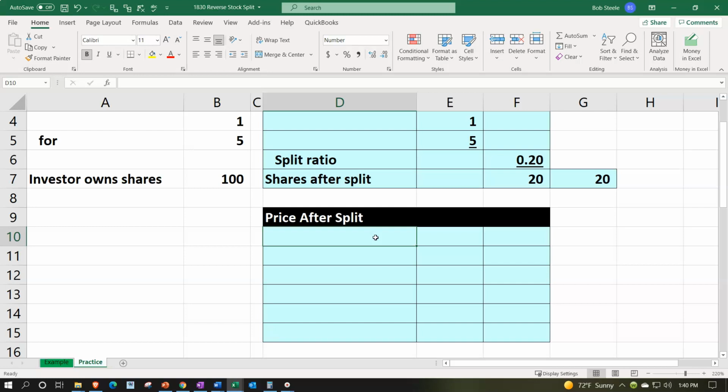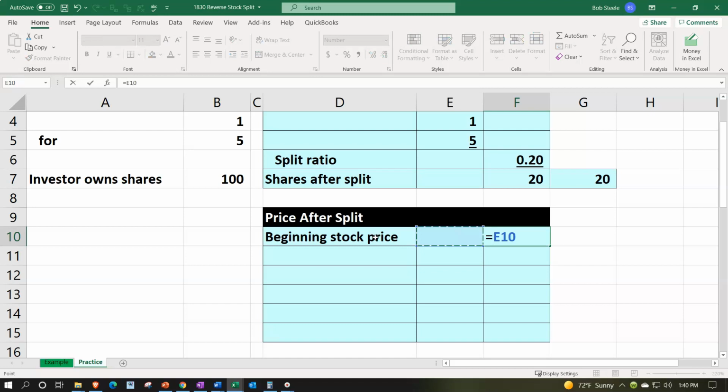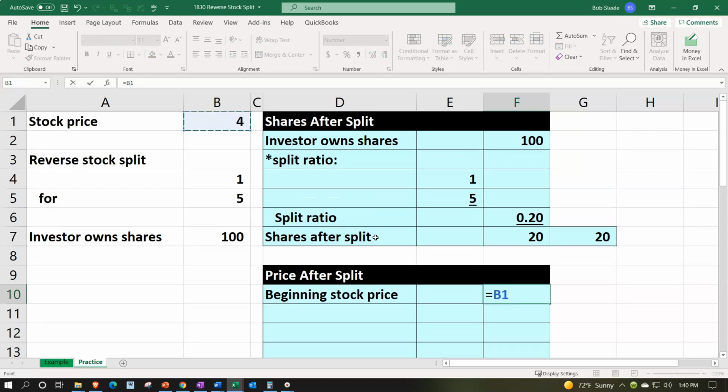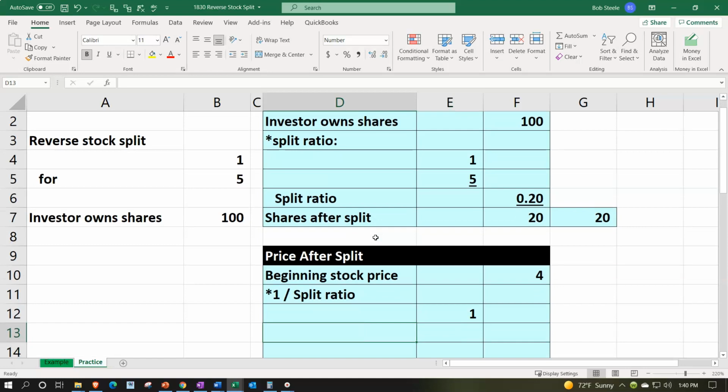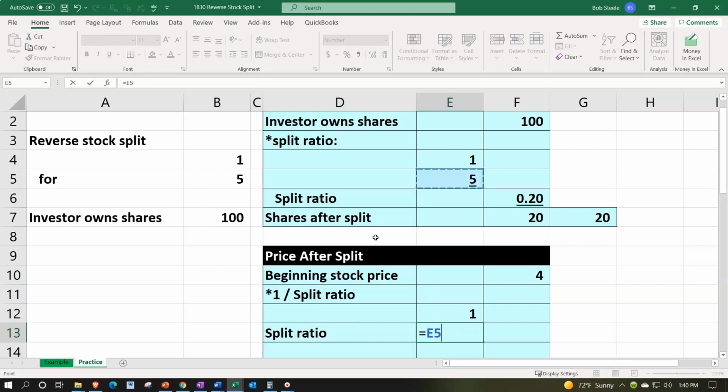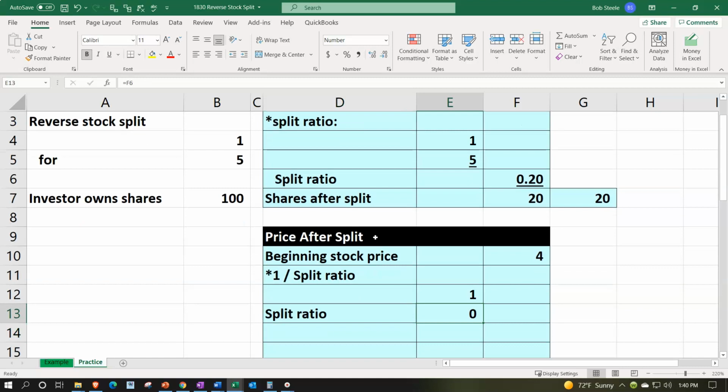So this is what we would expect for the price in that case, how the market would react. Beginning stock price, we're going to say, was at $4. $4 was the starting point, but then we're going to multiply it times 1 divided by the split ratio. I'm going to say 1, and then the split ratio as we calculated up top, 1 over 5 in our case, so I'm just going to pick it up at that 0.2 or 20%.